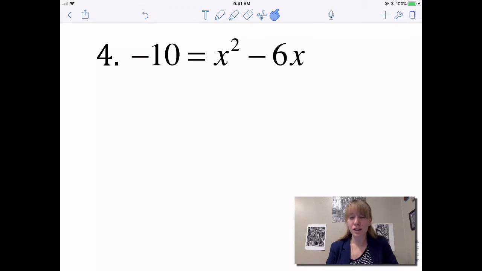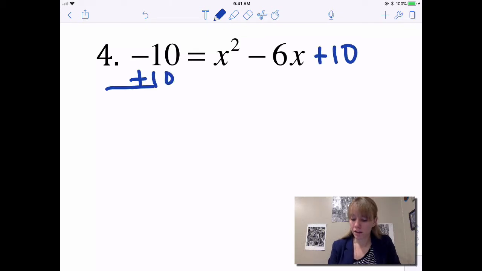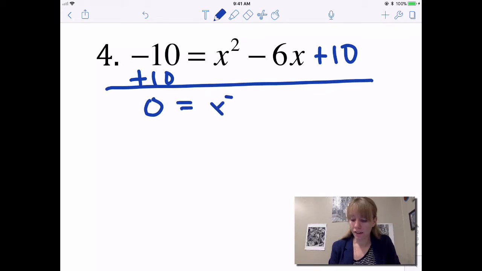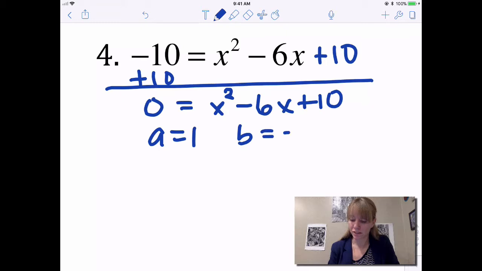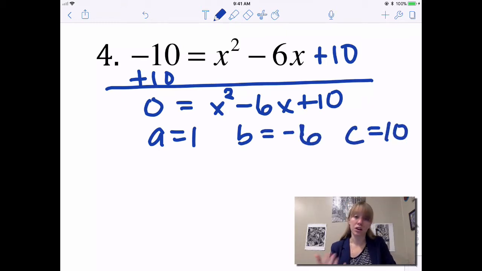Starting with number 4, we've got to do a little bit of work before we actually solve using the quadratic formula. So I'm going to add 10 to both sides, specifically because I need one side to equal 0, and then I'll need an a, b, and c. So now I'm in the form that I need. A is 1, b is -6, c is 10, and we can go to town on the quadratic formula.